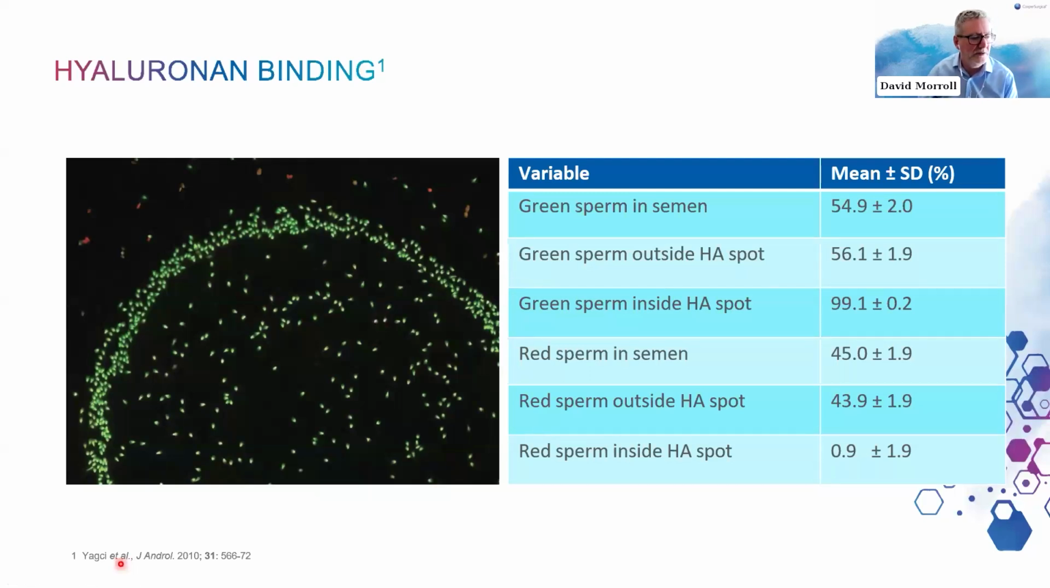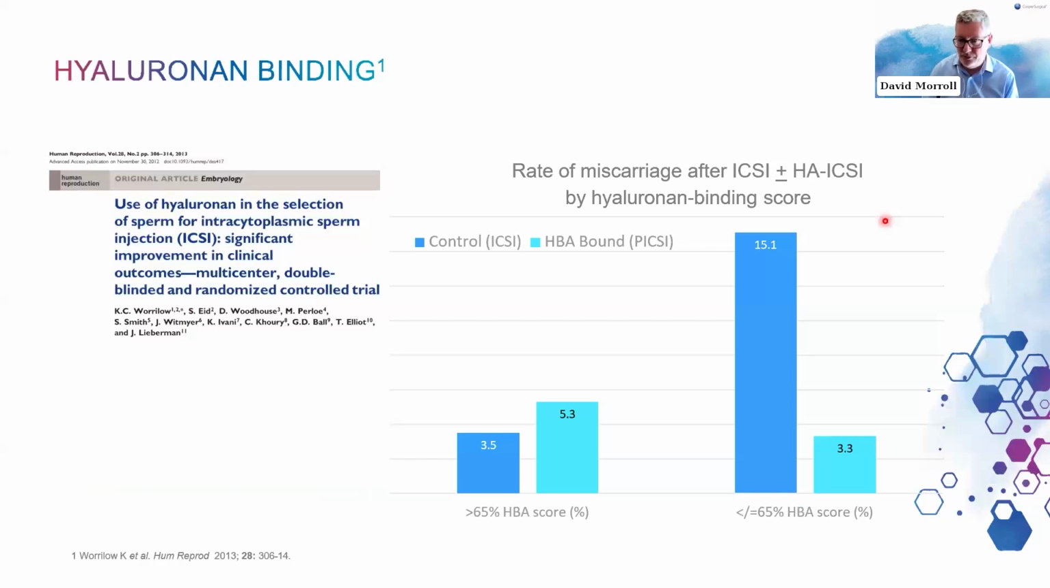This is from Yagchi and colleagues. It's 15 years ago now, but they labeled DNA intact sperm with a green fluorescent dye, and the ones with DNA fragmentation fluoresce red. And what you can see on this hyaluronan plaque is that 99.1% of those bound inside the plaque are DNA intact, whereas outside it's actually 55%. So you get a much better chance of picking DNA intact sperm this way. And that's the principle of the PICSI dish.